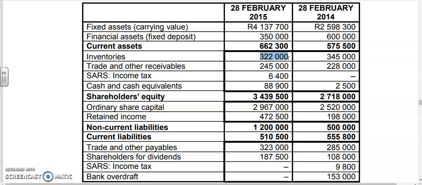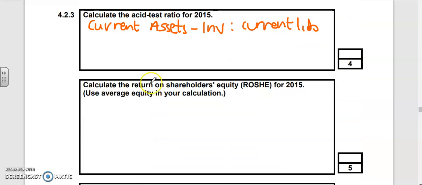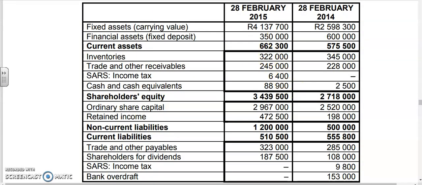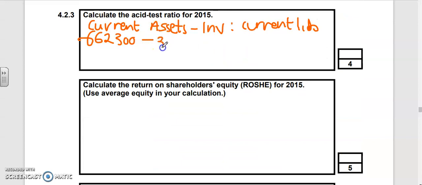So we're going to do that now, and they just want you to calculate. They didn't say compare, they didn't say comment, nothing, just calculate. So 662,300, the current asset, and you minus the inventory, which is obviously sitting there, of 322,000 is to current liabilities.